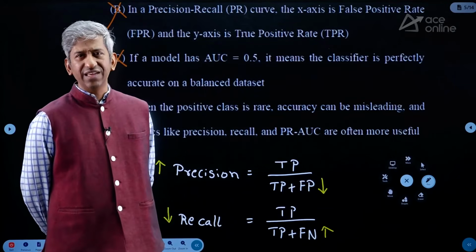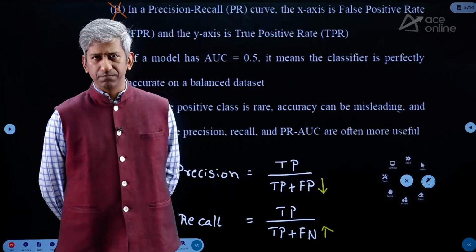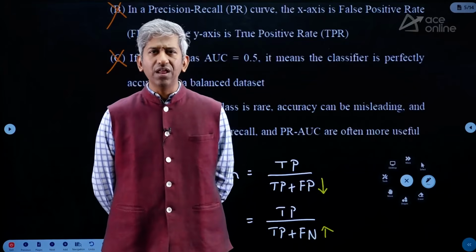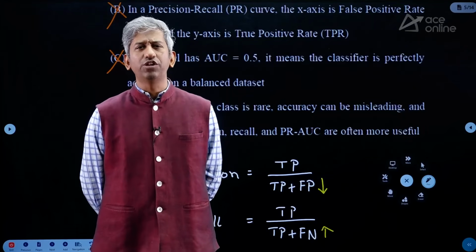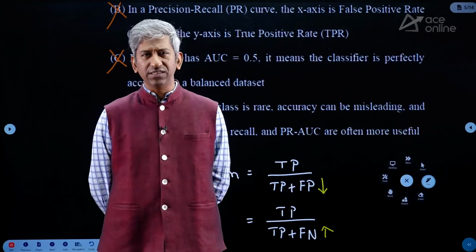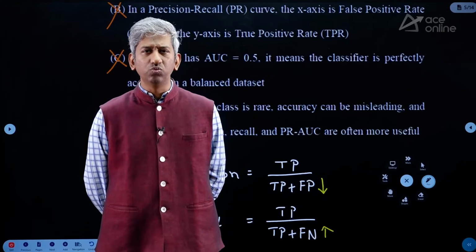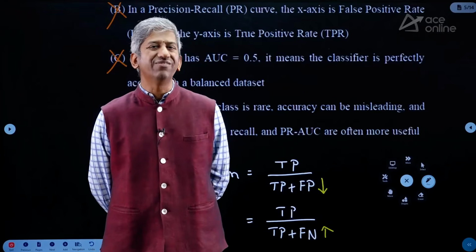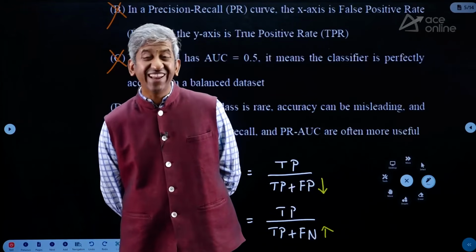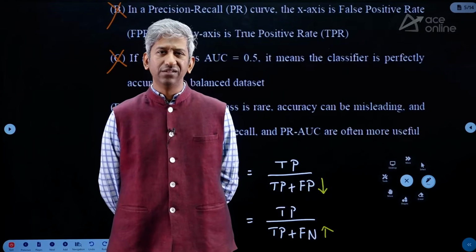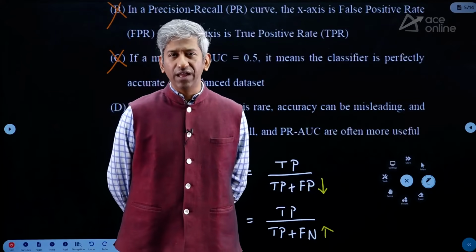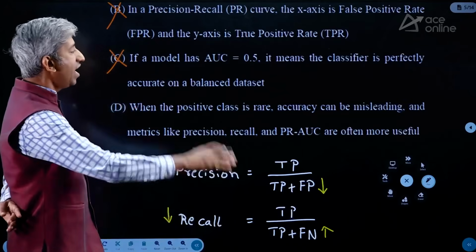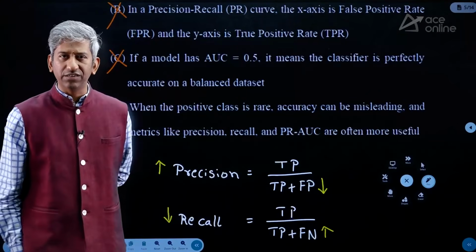Another example is cancer prediction. Out of 1,000 people, cancer will exist hardly in 1 or 2. The positive will exist in 1 or 2, such that the cancer positive rate is very small compared with the negative rate. This is an imbalanced data set, and whenever we have an imbalanced data set, accuracy is not a perfect metric.